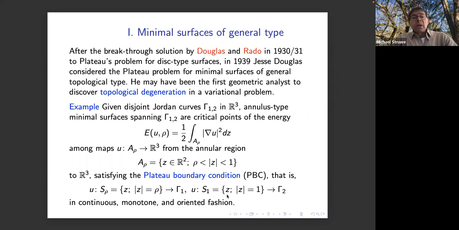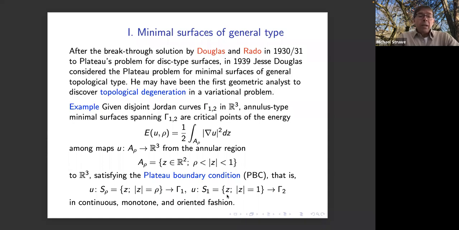These surfaces can be characterized as critical points of the Dirichlet energy, which I've written down as E(u, rho). It's just the integral of the norm of gradient u squared over an annulus A_rho, where A_rho is this region in the plane where the norm of z, so z is a generic point in R2, ranges between rho and 1. So rho is the conformal parameter of this annulus, and it is some number between 0 and 1.